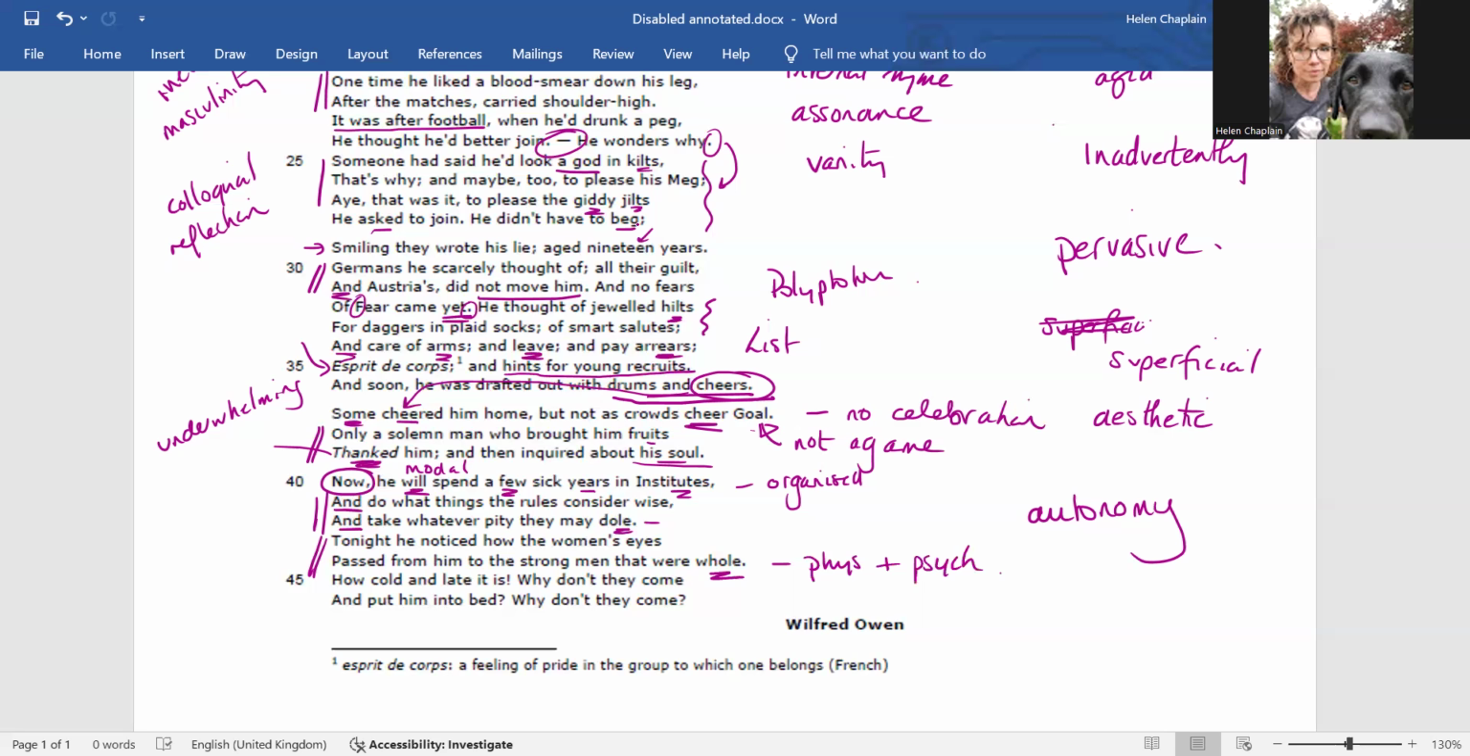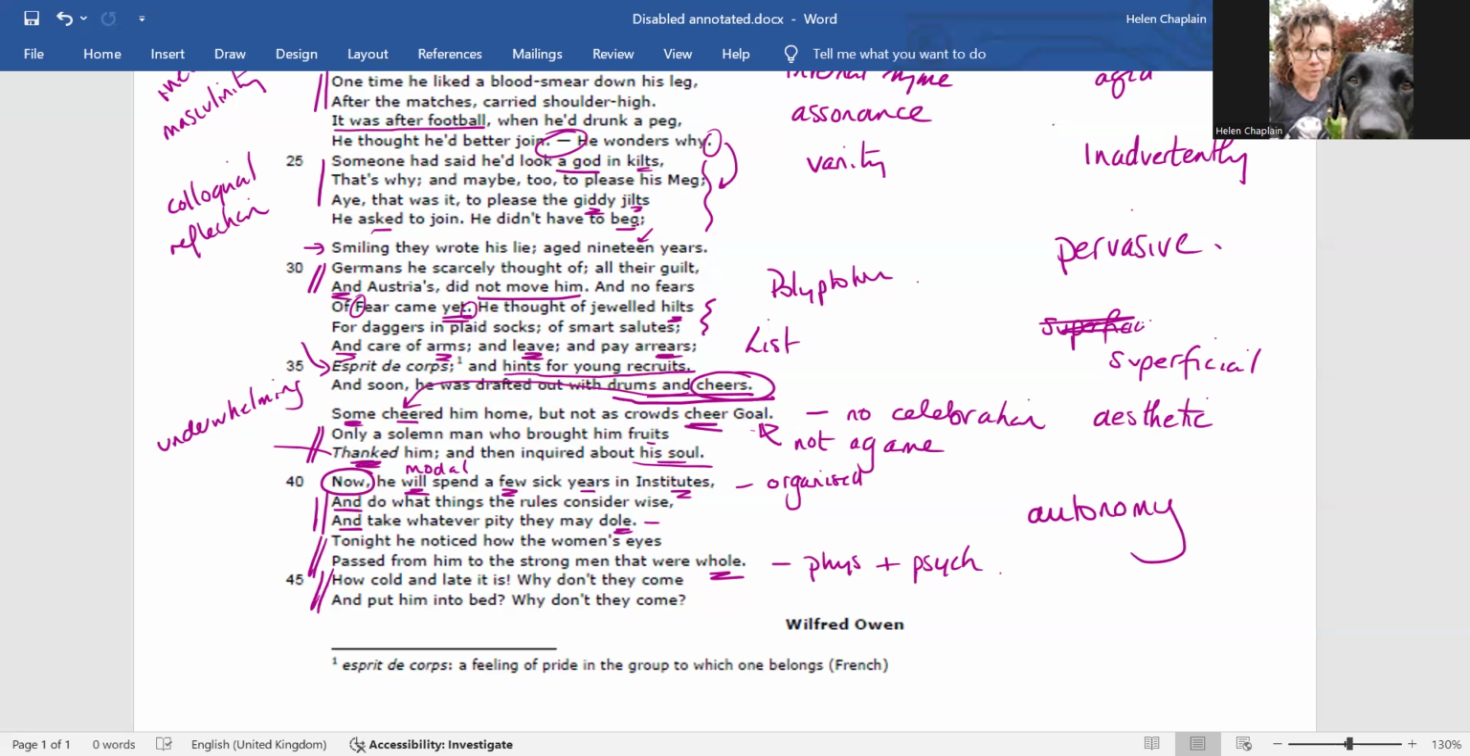And then we really do get this glimpse into his thoughts, his internal monologue, how cold and late it is. And that again is both literal and metaphorical. It is cold because people are withdrawn, he is withdrawn. It's late because his life is passing, ticking away. That darkness, that coming of the night is the coming of his metaphorical night, if the metaphor is that the day is his life. Why don't they come and put him into bed?